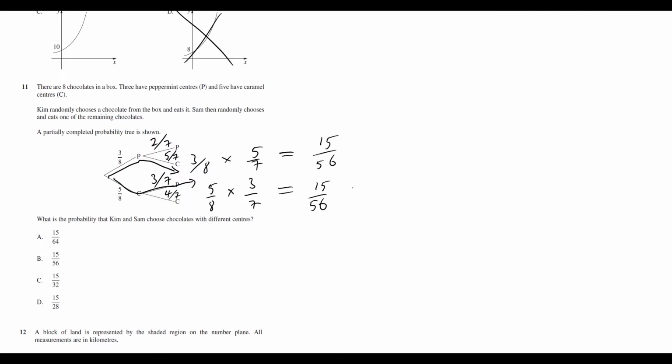Okay, so our last step here to compute the total probability is simply to add these two. So then we'll get 30 over 56, and we notice that that is divisible by 2, so we can simplify it as 15 over 28. And then we see that our final option is D, and that will be our solution to question 11.